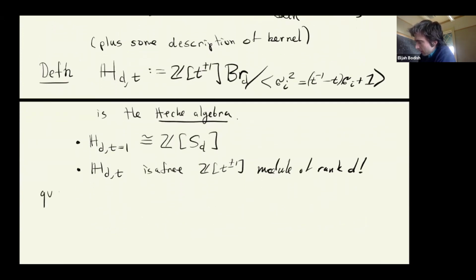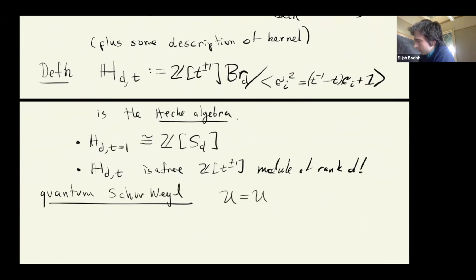So this quantum Schur-Weil duality, still in this section, U is going to be U_q(SLN), and V will be the first fundamental representation.